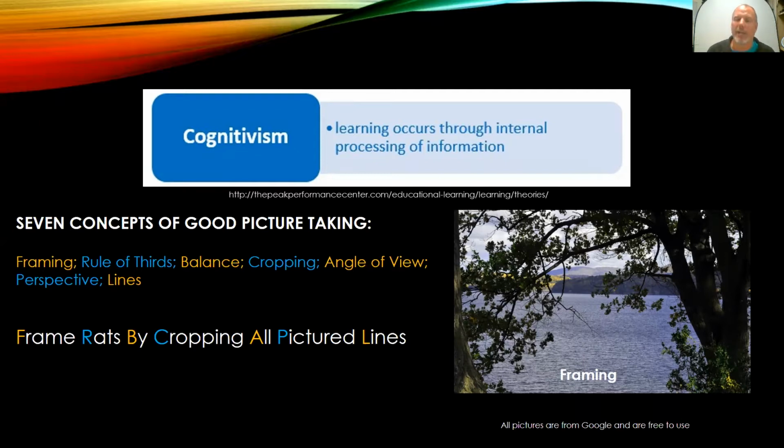That's one way of learning. Another way is using visual aids. What I will do is use pictures of the different concepts, and then at the bottom put down what they're called so the student could hopefully learn these different concepts by looking at a picture. So in addition to the words, mnemonically using frame rats by cropping all pictured lines, they also learn by using a visual aid.